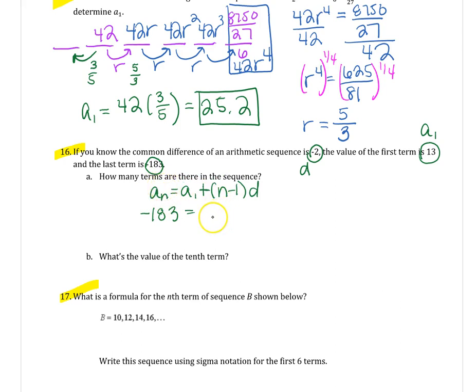They tell me my first term is 13. They tell me the common difference is -2. Notice how I use parentheses around the -2. That's important. If you don't, it's going to look like subtraction and you will mess up. So first thing I'm going to do is subtract 13.